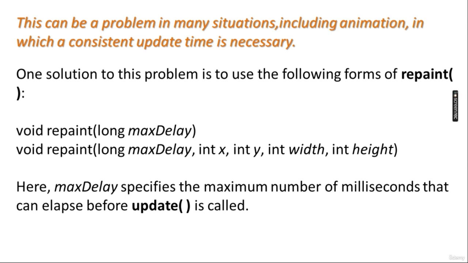First is repaint(long maximumDelay), and second is repaint(long maximumDelay, x coordinate, y coordinate, width and height). Here max delay specifies the maximum number of milliseconds that can elapse before update is called. So you will not call the same repaint method again and again. Like in animation. What is animation? Multiple pictures which have moving formats, like one boy is walking from one point to another point.